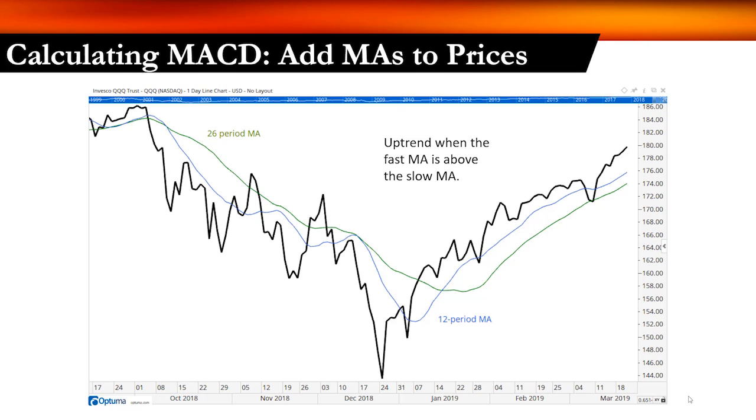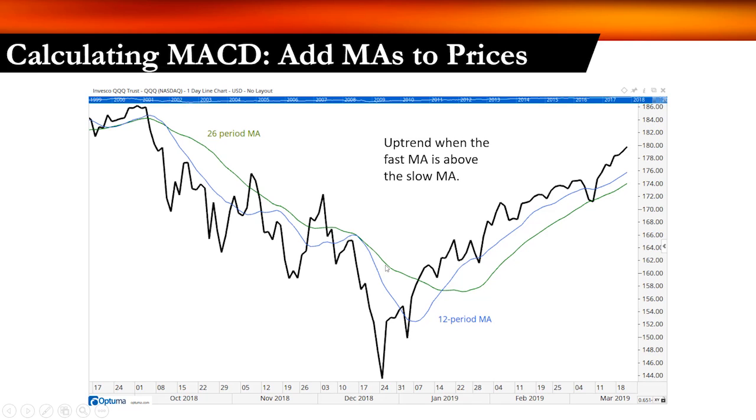So to calculate it, I'm going to show step by step how to do this. We're going to add moving averages to the price. I'm just going to use the default settings. So we have a fast moving average and a slow moving average. In this case, the fast is a 12 period, the slow is a 26 period. And an uptrend is defined as times when the fast is above the slow. And this is the same for all interpretations.